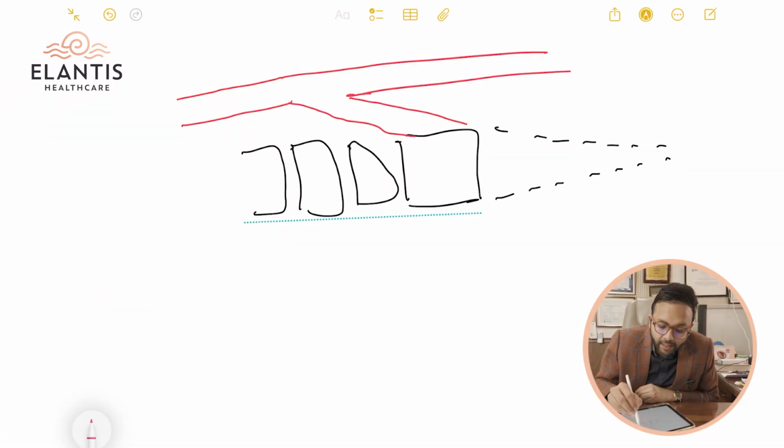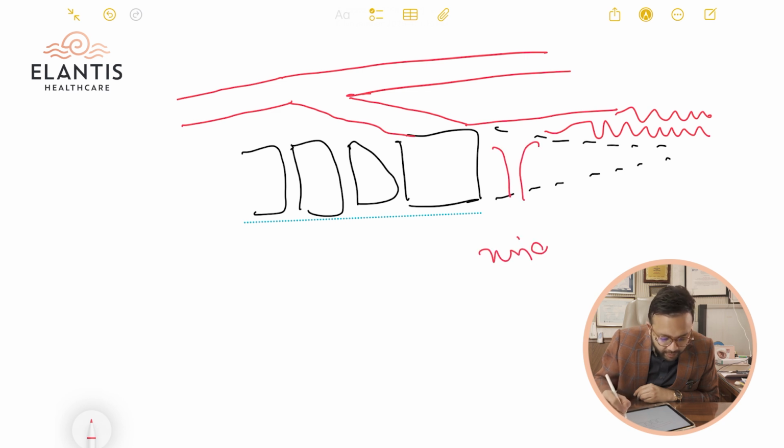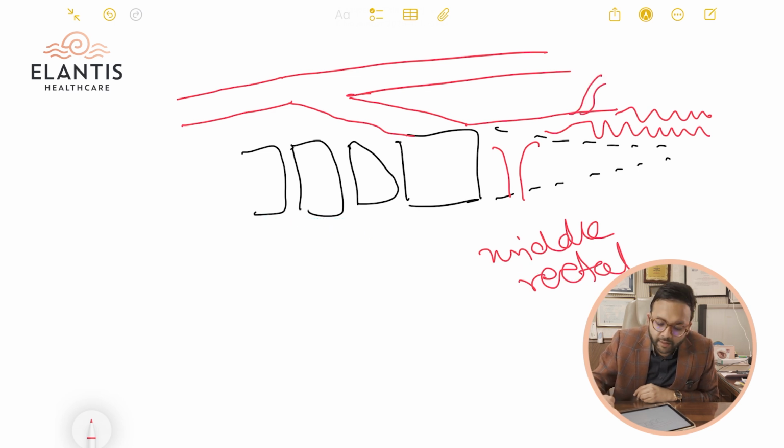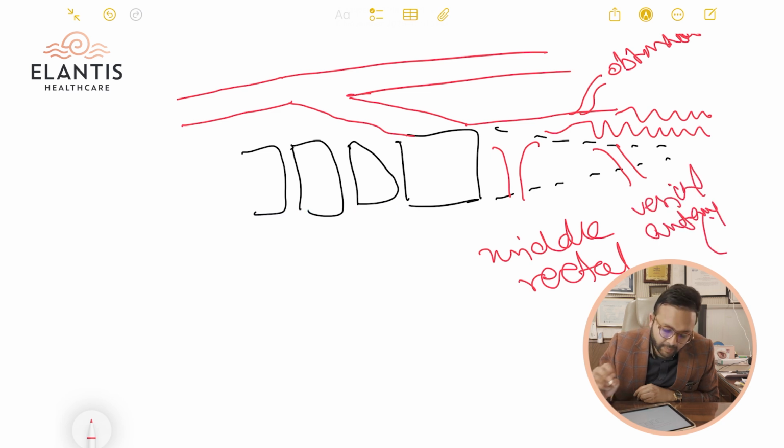Now, internal iliac artery goes straight and continues as the uterine artery. It gives out a branch which goes towards the rectum. This is known as the middle rectal artery. Another branch going posteriorly from the anterior division of the internal iliac artery is known as the obturator artery. One more branch which is coming out of the anterior division is known as the vesical artery. And this internal iliac artery is continuing as the obliterated umbilical ligament.